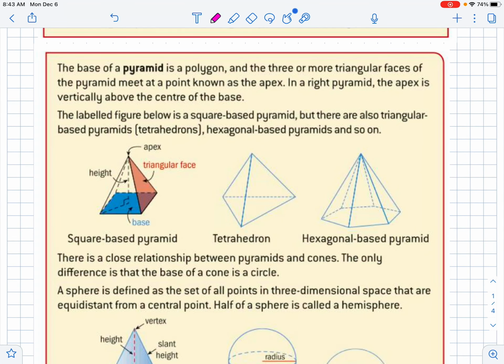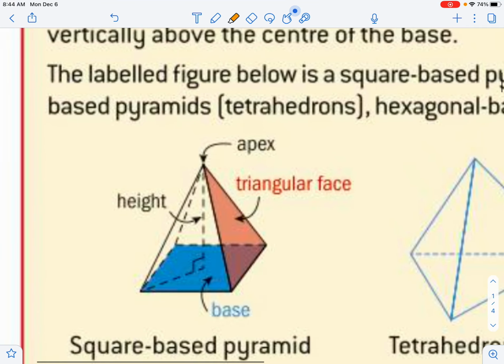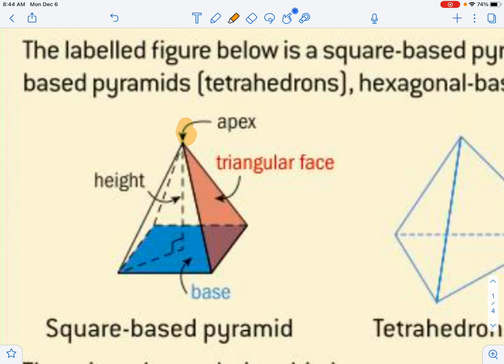We're also going to talk today about pyramids. So the base of a pyramid is a polygon, which means it's like a shape with straight sides that's on the bottom. In a right pyramid, the apex is vertically above the center of the base. Here's what they mean by that. The apex is like the very top of the pyramid, the pointy part, and that, if it's a right pyramid, is directly above the base. It's not like off to the side or something like that, because if it was off to the side, it'd be like a slanty pyramid, or a non-right pyramid, I guess is how we would say that.